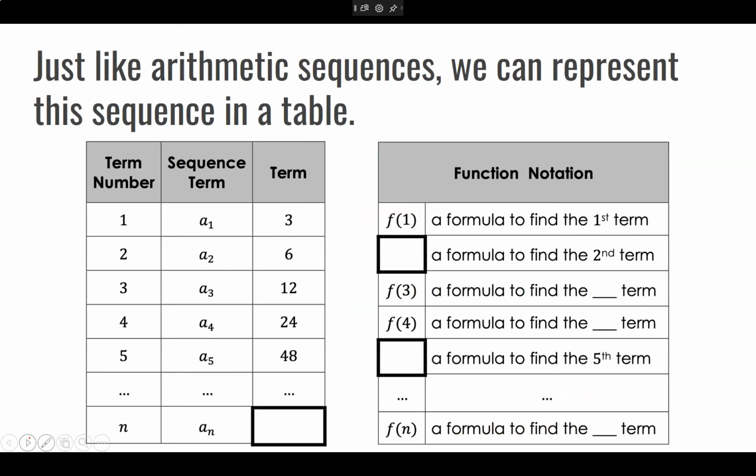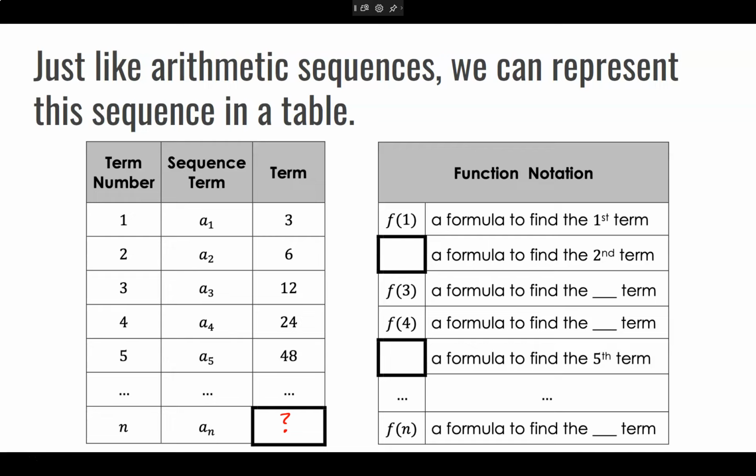So, first one. My term number, my sequence term, and my term values. So right now we're using that same sequence, 3, 6, 12, 24, 48, where we're doubling each time, multiplying by 2. Okay. Remember, we use n to represent a term that we don't know, a value that we don't know yet. N stands for anything. It's any term. So we use it to find anything.